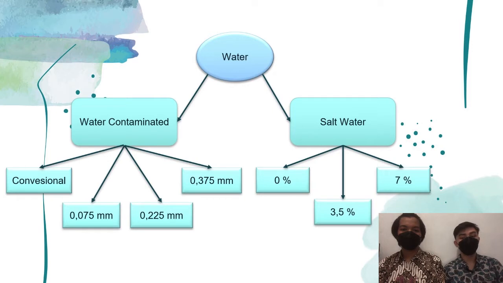The first is 0.075 mm, the second is 0.225 mm, and the third is 0.375 mm, and conventional as a comparison, while salt water uses variation in the salt content. The first is 3.5%, the second 7%, and 0% as comparison.